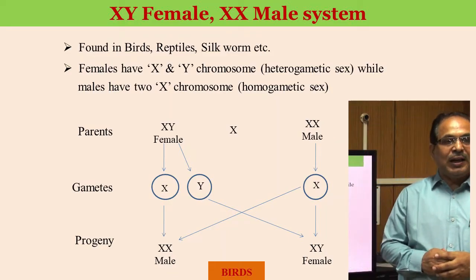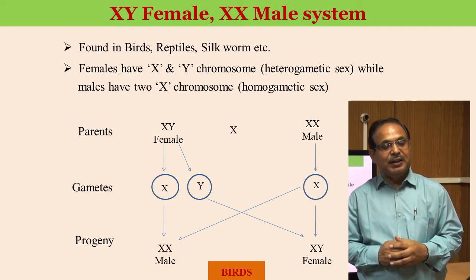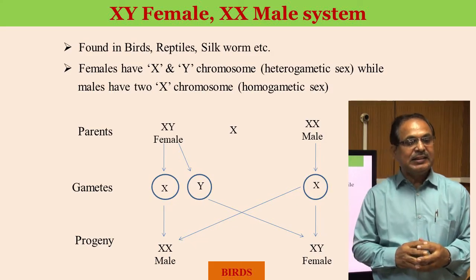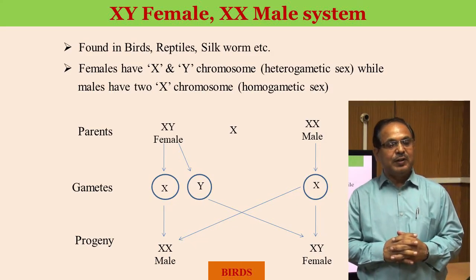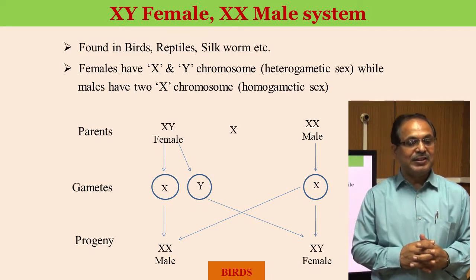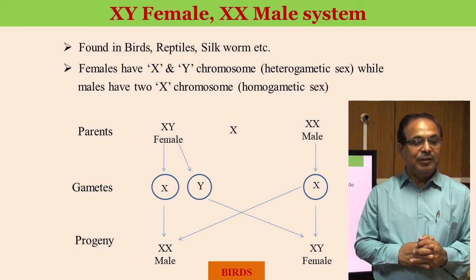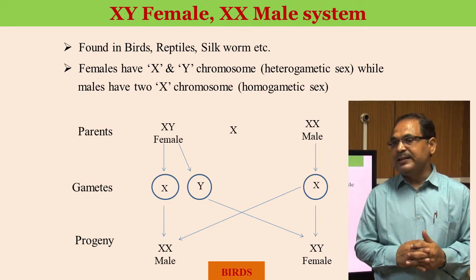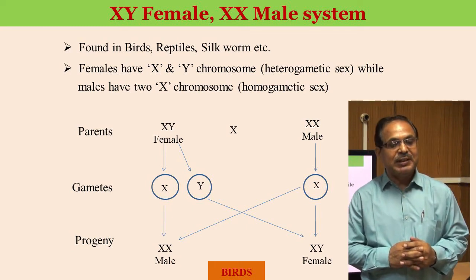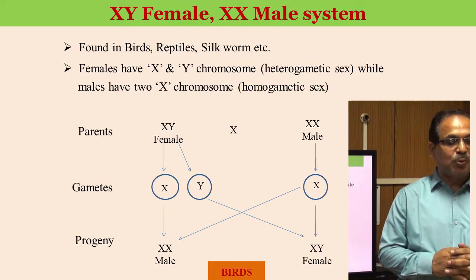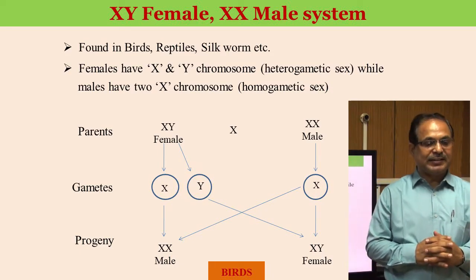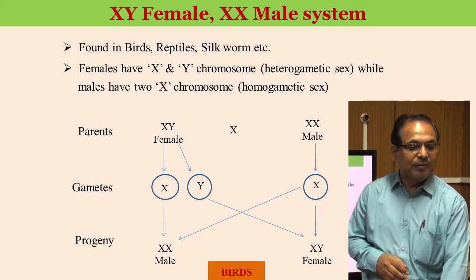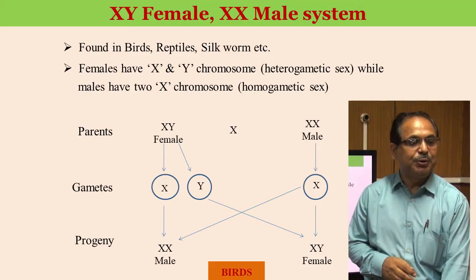Here XY produces the female individuals, and XX produces the male individuals. This type of sex determination is observed in birds, reptiles, and silkworms. The females have X and Y chromosomes. That's why it is referred to as the heterogametic sex, while males have two X chromosomes and are referred to as the homogametic sex. The parents combine and produce progeny of male and female in a 1:1 ratio.